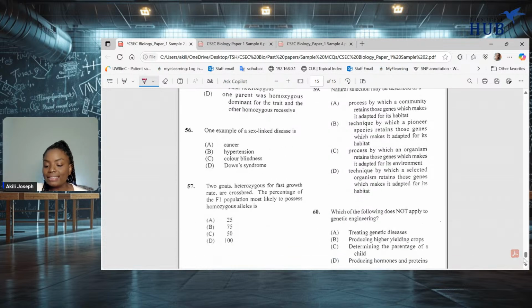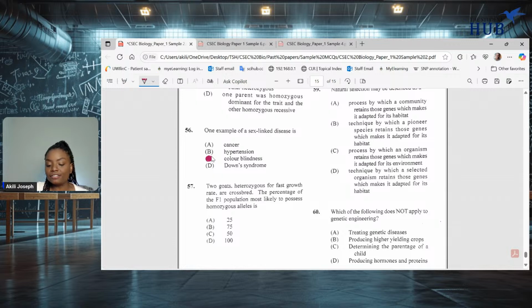One example of a sex-linked disease, is it cancer, hypertension, color blindness, or Down syndrome? It is going to be C, color blindness. So sex-linked conditions are when the affected gene is found on one of the sex chromosomes, mainly your X chromosome, and color blindness is a common example, right?